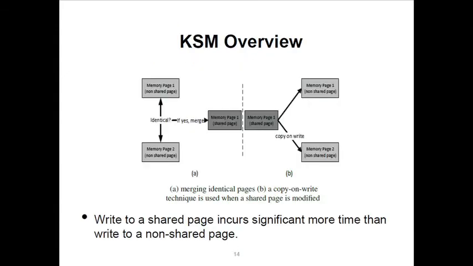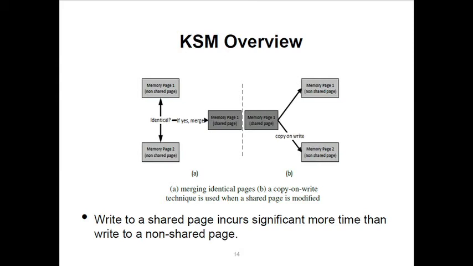So this figure shows how KSM works. Basically, KSM is a kernel module inside the Linux kernel, so it will scan all the memory pages. For each pair of memory pages, if these pages are identical, then KSM will try to merge them, and the merged page will be marked as a shared page. And later, if a write operation occurs on the shared page, then a technique called copy-on-write will be used. So the shared page will be copied out, and the write operation will occur on the copied page, which is the private page now.